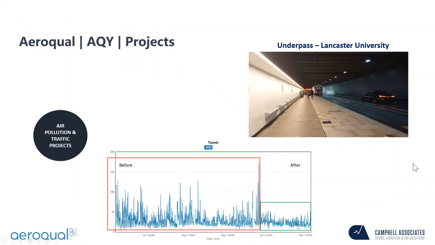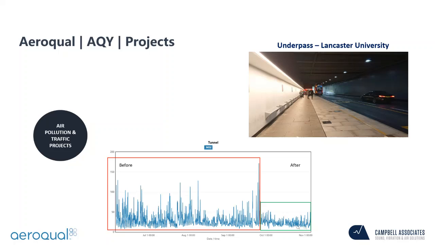We have another case study here. This one was air quality monitoring at a bus stop. This bus stop is located in the underpass at Lancaster University. It's not the best idea to have a bus stop inside a tunnel. We all know that tunnels have very little ventilation. So the university was concerned that the students were exposed to high levels of NO2 when they were waiting for the bus.